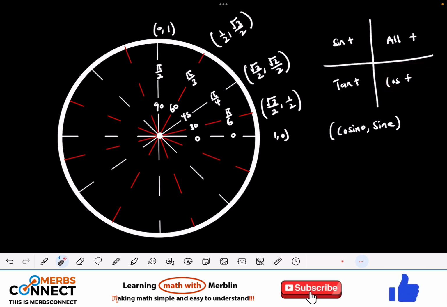When I get to this side, only cos is positive, meaning that sine and tan are negative, right? Another thing that you need to learn is that the coordinates are of the form cosine and sine, meaning that the first coordinate here is cos and the second coordinate is sine. So all the coordinates here, the first coordinates are for cos, and the last coordinates are for sine.